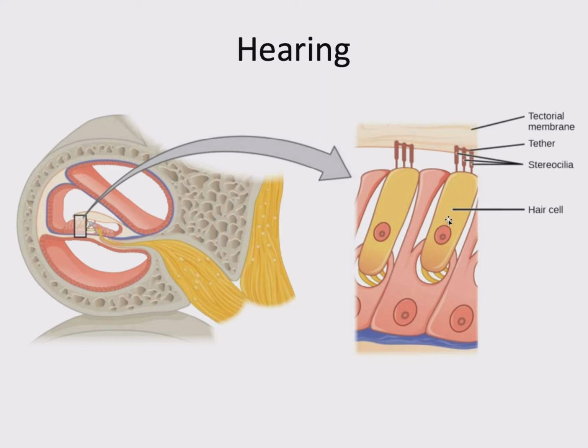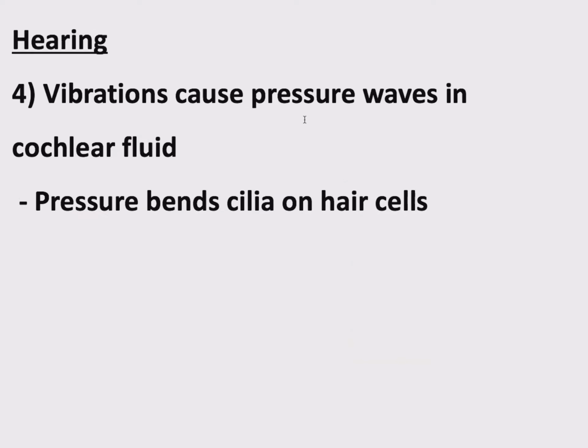It's weird to think that our sense of touch and feeling things is the same thing as our sense of hearing. But yeah, vibrations are movement, and what we're hearing are those waves of pressure, that movement triggering these hair cells. So mechanoreceptors are responsible for our sense of hearing. So anyway, vibrations cause pressure waves in the cochlear fluid. And this pressure bends cilia on hair cells.